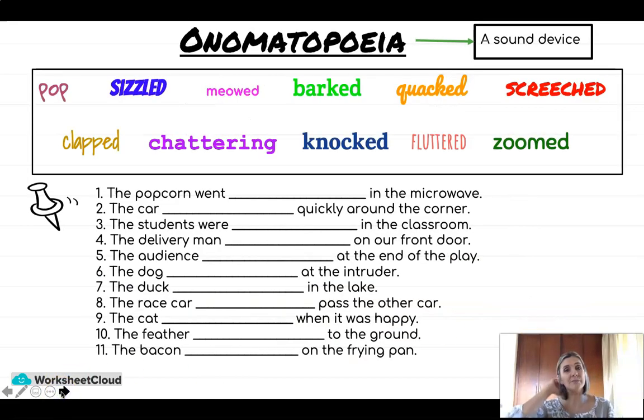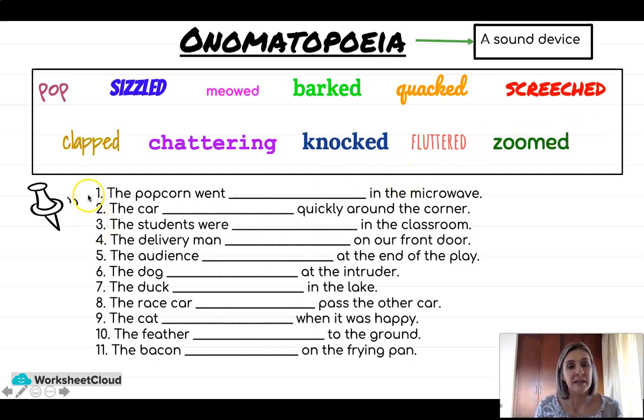Our first one is onomatopoeia. We're going to start off really easy this morning. It's a sound device. It sounds like the words. So if we look at the words in the block, pop, it actually sounds like it is describing: sizzled, meowed, barked, quacked, screeched, clapped, shattering, knocked, fluttered, and zoomed. Lovely words to use.